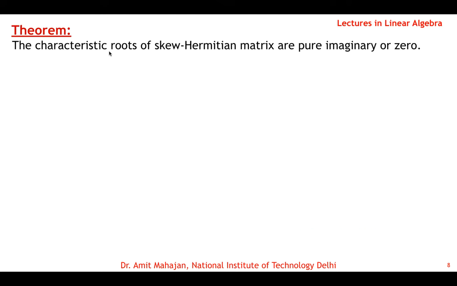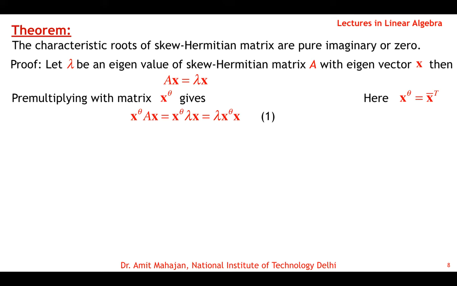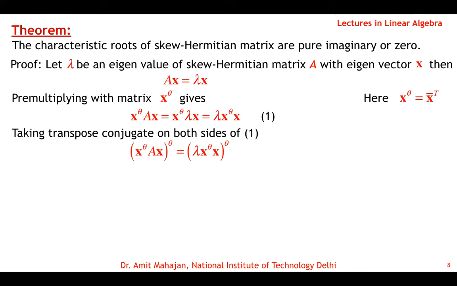Another theorem is that the characteristic roots of a Skew-Hermitian matrix are pure imaginary or 0. We know that Skew-Hermitian means A conjugate transpose is equal to minus A. The proof is very similar to the Hermitian matrix. We start with the eigenpair lambda, x for matrix A, so that Ax is equal to lambda x. The same steps: we pre-multiply with x power theta. That's our first equation, and then we take the conjugate transpose on both sides, so again theta powers on both sides, and again we write it as x theta A theta x theta theta.